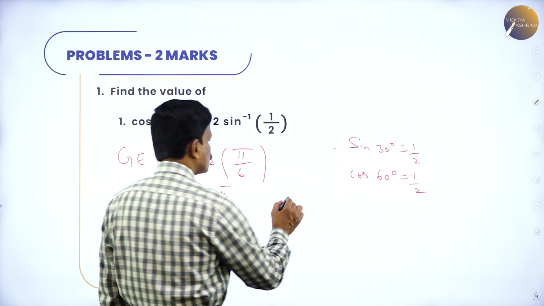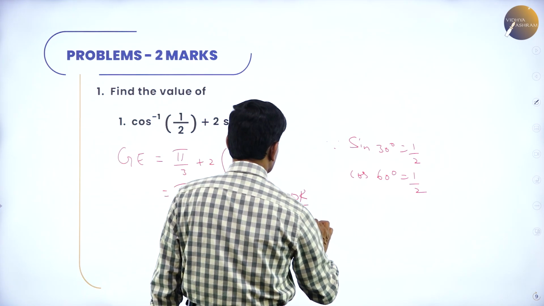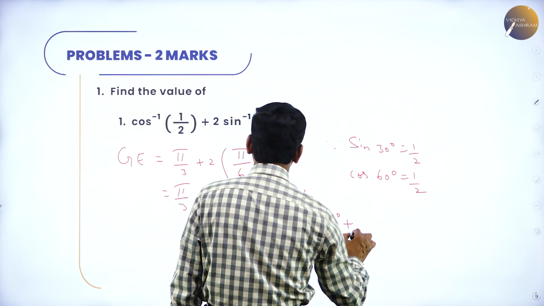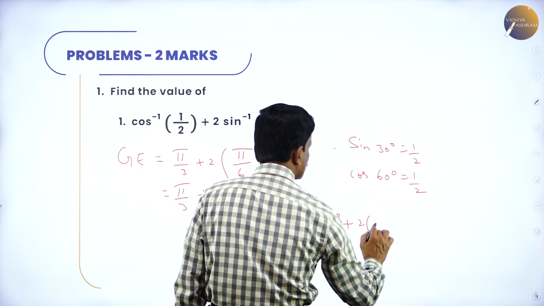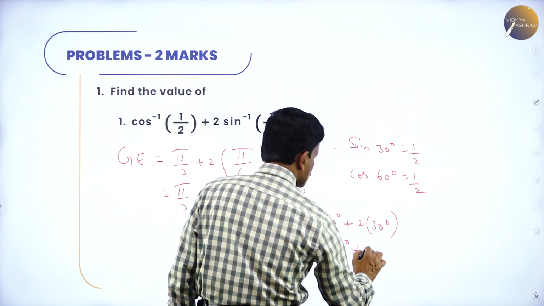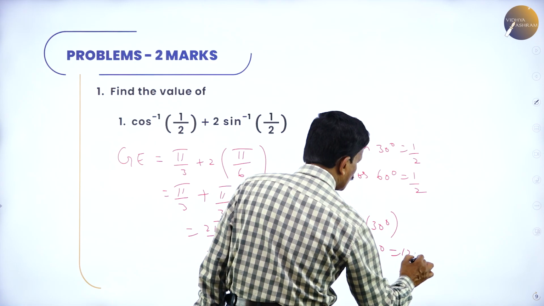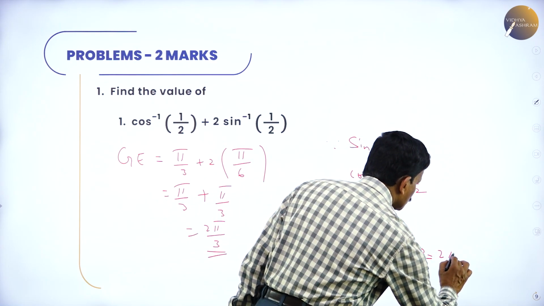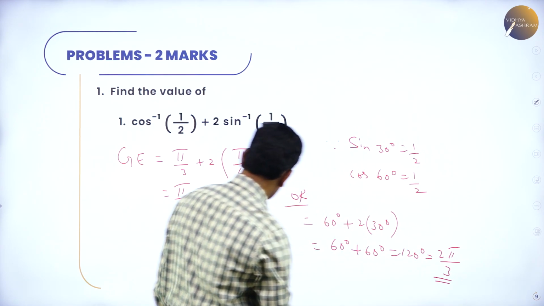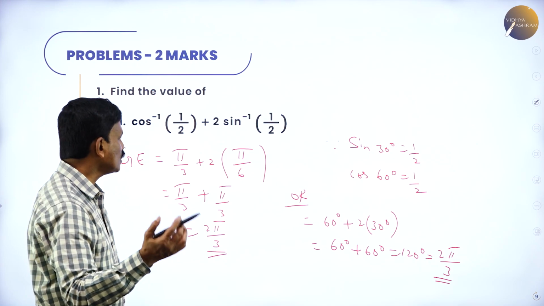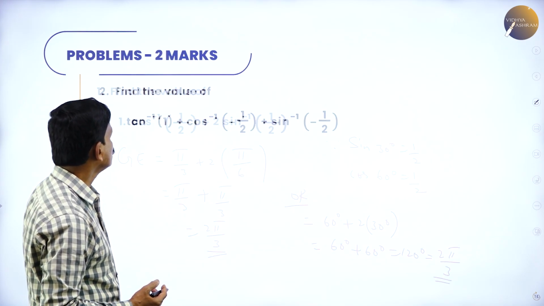Or if you want, in terms of degrees, you can also write like this. Cos inverse of 1 by 2 is 60 degrees plus 2 into sin inverse of 1 by 2, which is 30 degrees, so 60 plus 60, that is equal to 120 degrees. 120 degrees in terms of radians is equal to 2 pi by 3 radians, that is it. Okay, this is how you can also verify. Now, move on to the next problem.